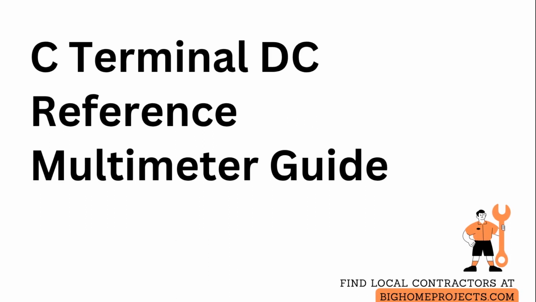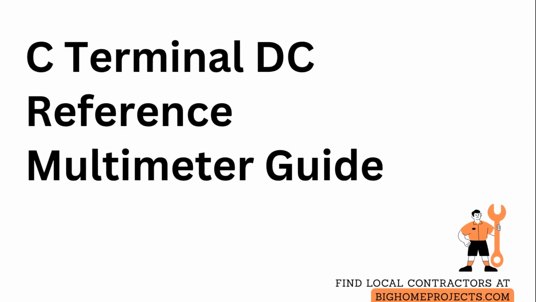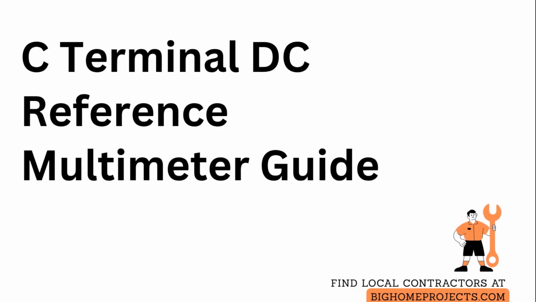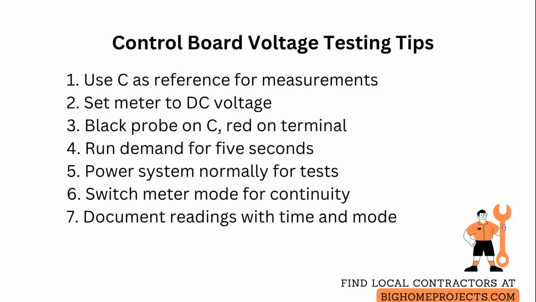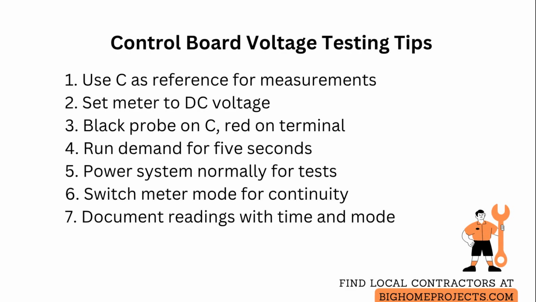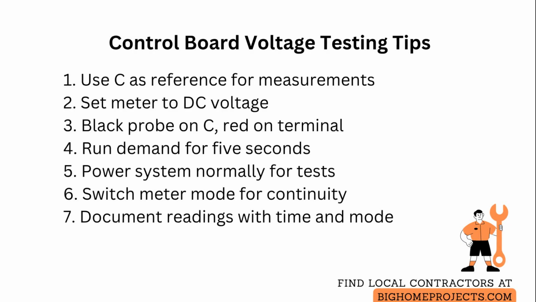The common terminal, labeled C, provides the reference point for all voltage measurements on a control board so that multimeter readings are consistent and meaningful. When testing control board outputs, use C as the reference point to verify 24-volt signals at terminals such as G and Y. Set your multimeter to the direct current voltage setting and place the black probe on C and the red probe on the terminal you are testing. This gives you the true potential difference the control board is driving.